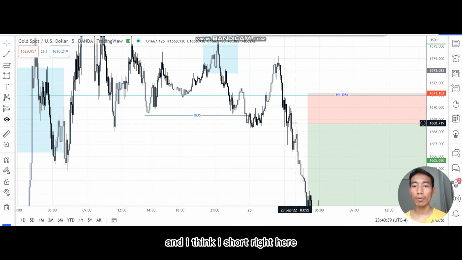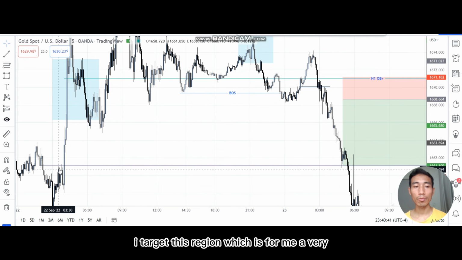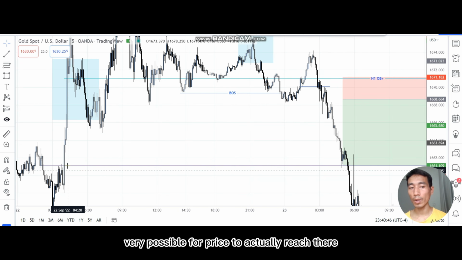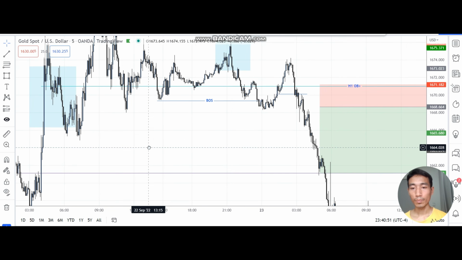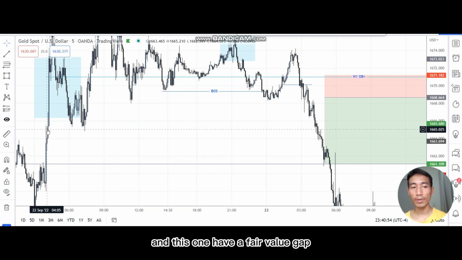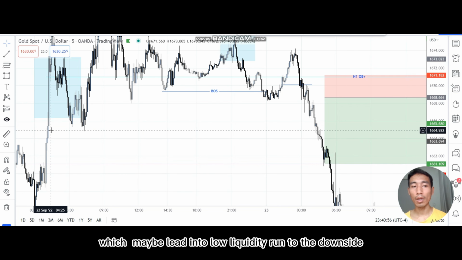And I think I shorted right here. I target this region, which is for me very, very possible for price to actually reach. This is 1 hour's order block. And this one, however, is a fair value gap, which may be a low liquidity run to the downside.